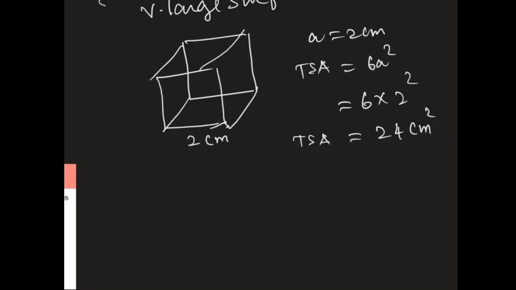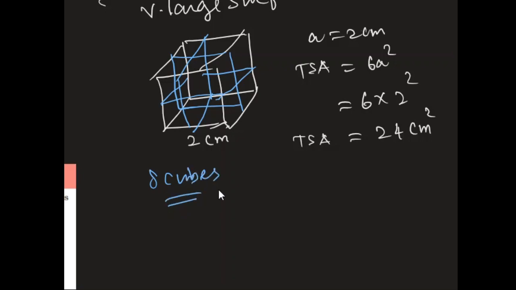Now let me divide this into 2 equally divided on all sides. So vertically I have cut, and vertically in this way I have cut, and horizontally I have cut like this. Now how many cubes can I get? Almost 8 cubes. Is it not? 8 cubes.